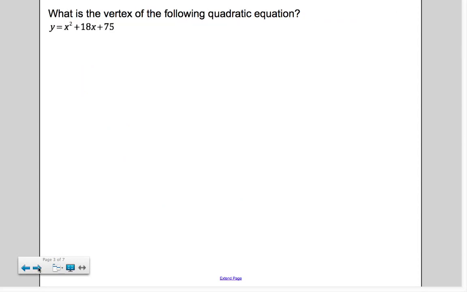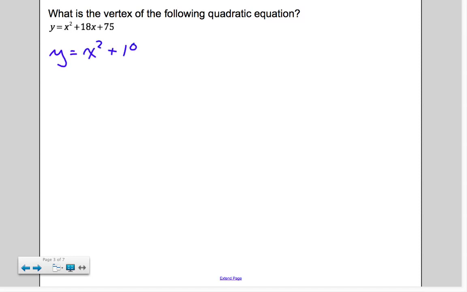So now, the question is a little bit different. y is equal to x squared plus 18x plus 75. Is that a perfect square trinomial? No. You know right away it isn't, because what's not a perfect square? 75. Yeah, 75 is not a perfect square. So what we can do is rewrite this equation.